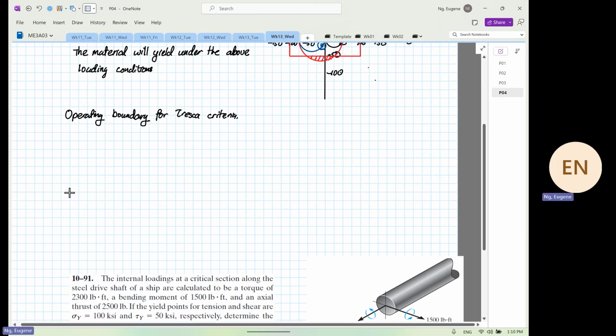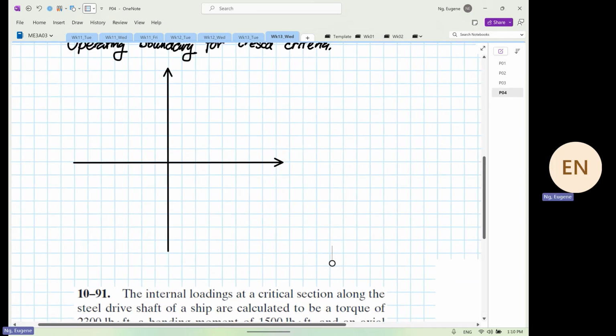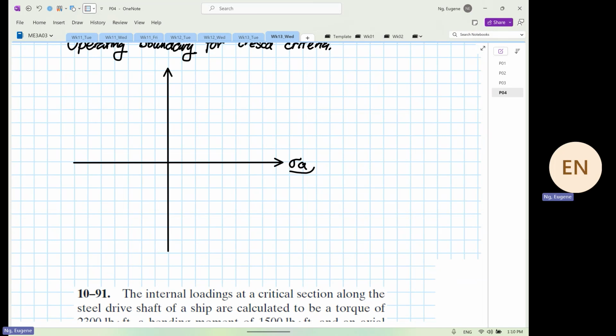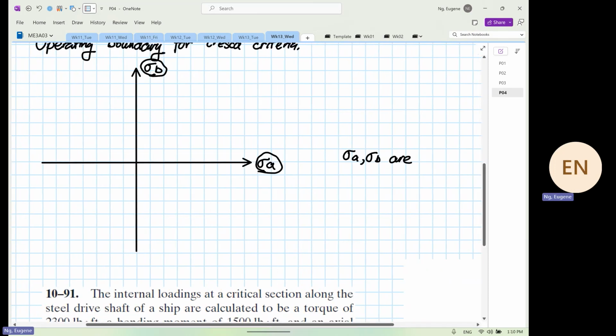you also have an x-axis, and we are also going to have a y-axis. Now the two axes are labeled differently. What is the difference? This is labeled as stress A, and this is labeled as stress B. So we know that stress A and stress B are the principal stresses.